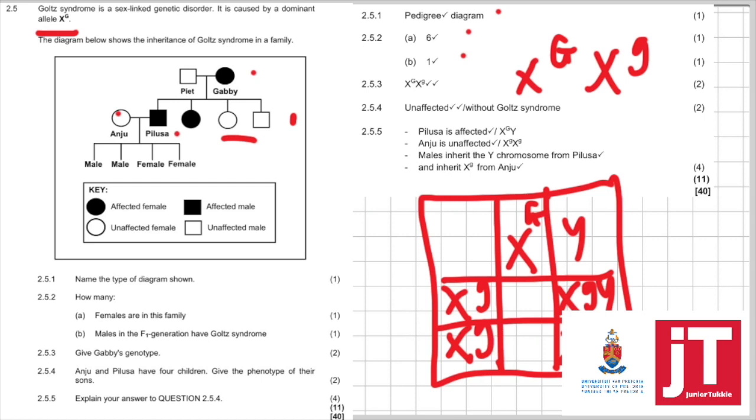255, they say explain your answer. So we say it. Pelusa is affected, has X big G Y. Anju is unaffected and so has X small g X small g. Males, can you see, inherit the Y chromosome from Pelusa, which is the father, and they inherit the X small g from Anju, hence they're normal. So you can do the cross to help write your answers, but they said explain. They didn't say use a Punnett square. So make sure you still write it out.